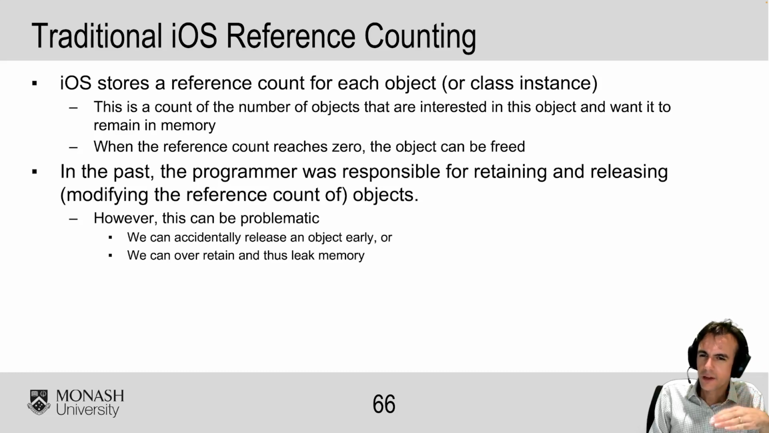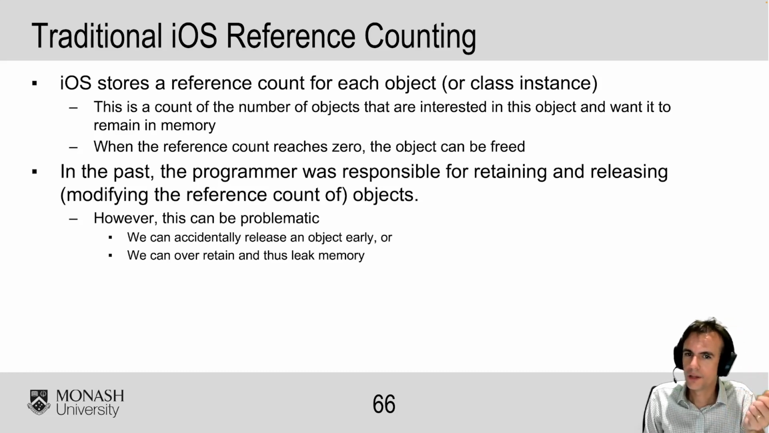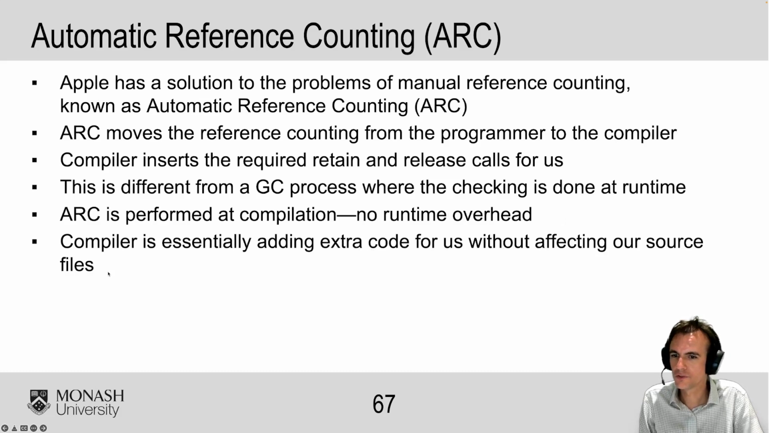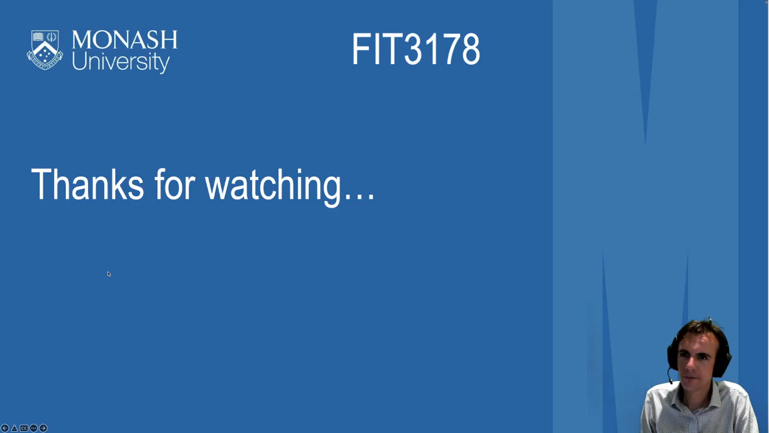Therefore, it alleviates a lot of these problems. Why I still mention this is that there are still places in iOS where we need to know this because it can still bite us. So as we encounter some of those in the unit, we'll talk about them. So as I said, we have reference counting, and this is basically the compiler doing this process for us. There's no runtime overhead, so this is really fast. But we need to just be aware that it's adding extra code for us and it's affecting our source files. So it's something to bear in mind.